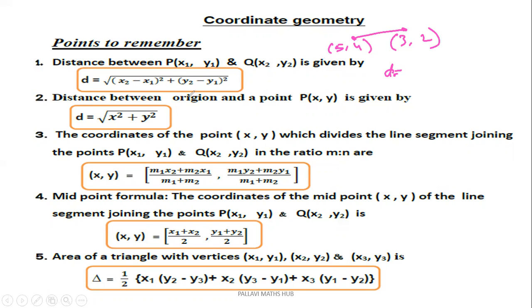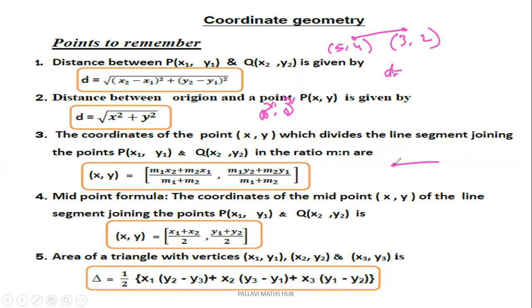Distance from the origin: d is equal to square root of x square plus y square. Because from the origin means 0, 0, one value x1, y1 will become 0. Only x2 and y2 are present. So square root of x square plus y square.